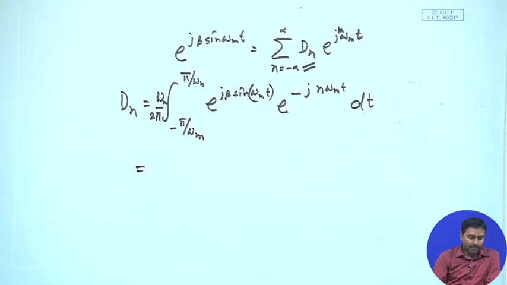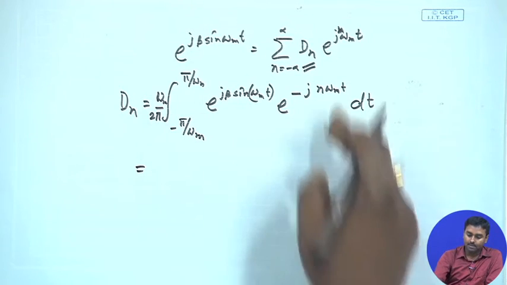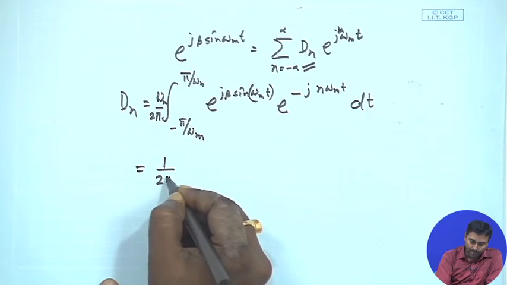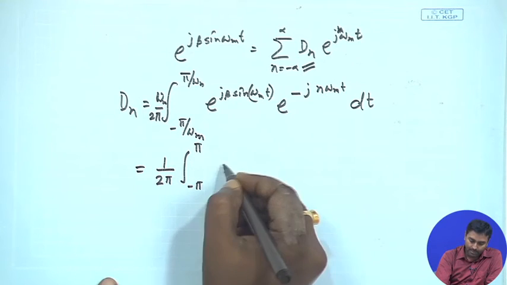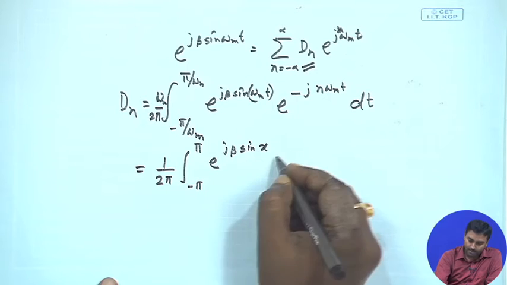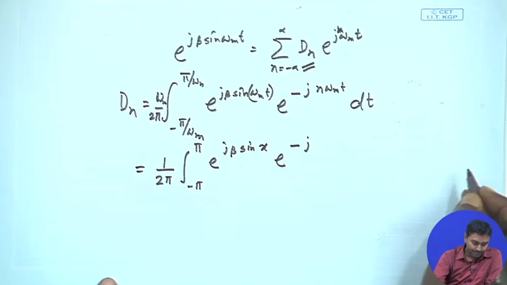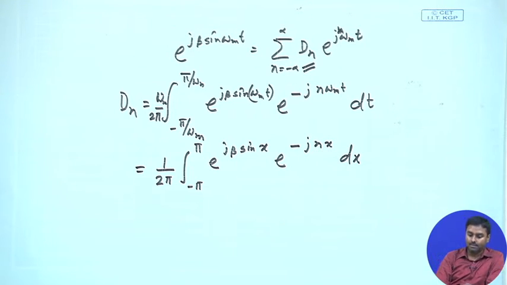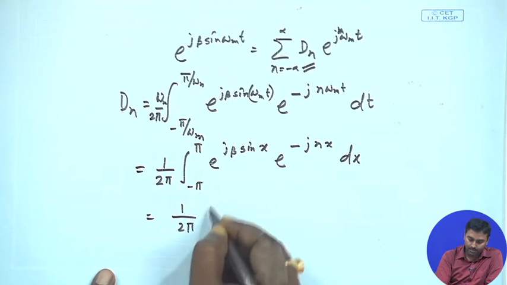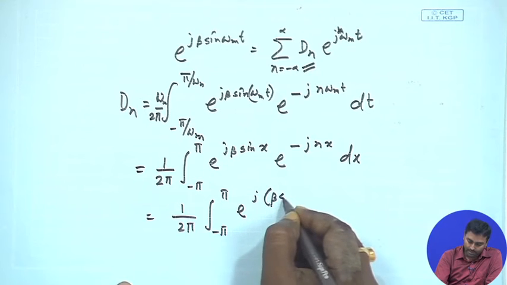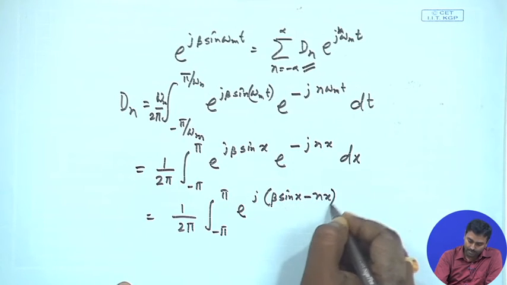Now, just put omega m t as x. Immediately what you will get is 1 by 2 pi, integral from minus pi to pi, e to the power j beta sin x into e to the power minus j n x, dx. Or I can write it as 1 by 2 pi, integral from minus pi to pi, e to the power j beta sin x minus n x, dx.